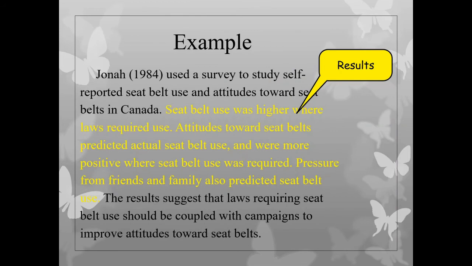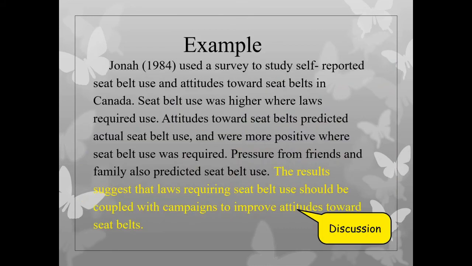The next thing you want to know is the results that they found in the study. So Jonah's study found that seatbelt use was higher where laws required use, that attitudes towards seatbelts predicted actual seatbelt use, and were more positive where seatbelt use was required. Pressure from friends and family also predicted seatbelt use. So these are the results they found.